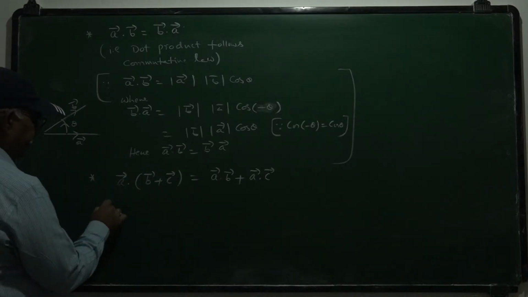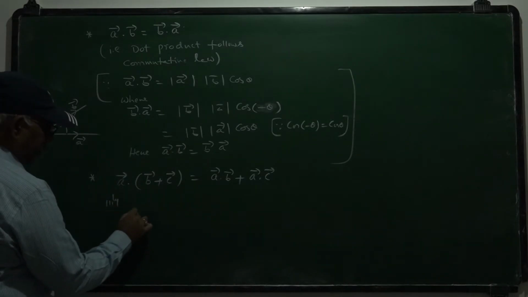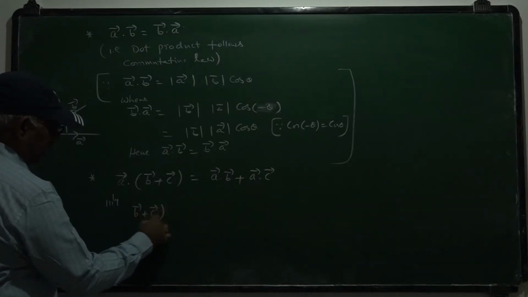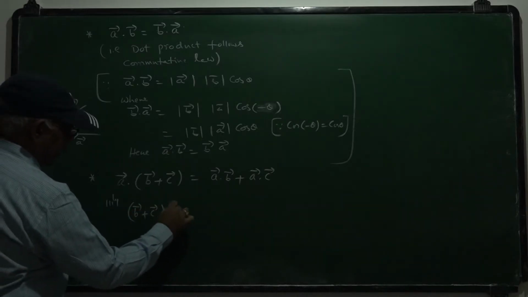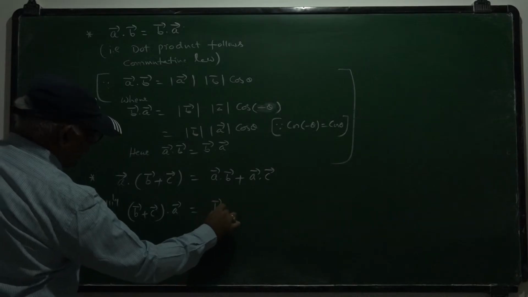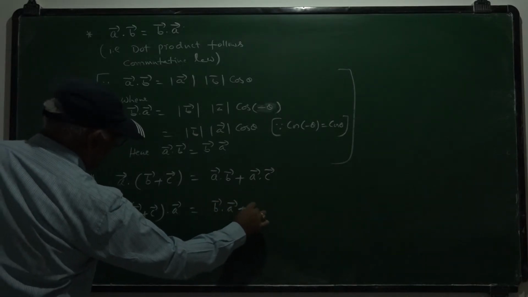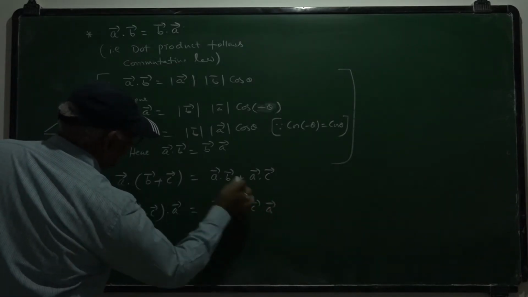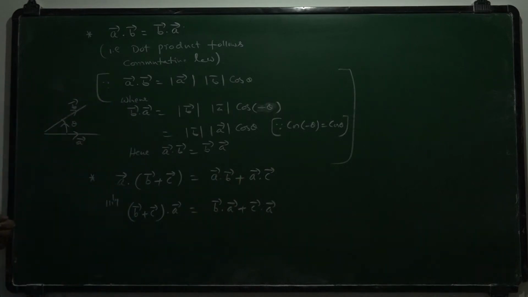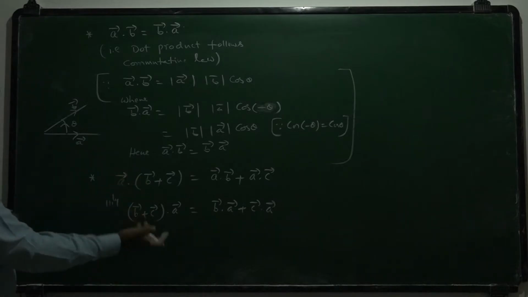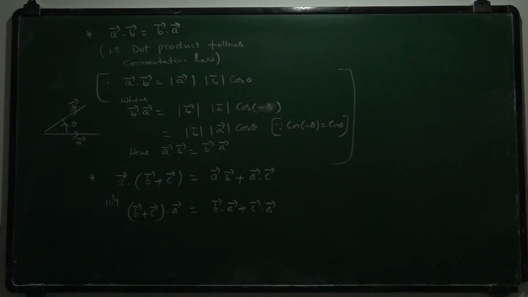Similarly, (B bar plus C bar) dot A bar may be written as B dot A plus C dot A. Both are one and the same because dot product is commutative. These two give us the same result, the same scalar.